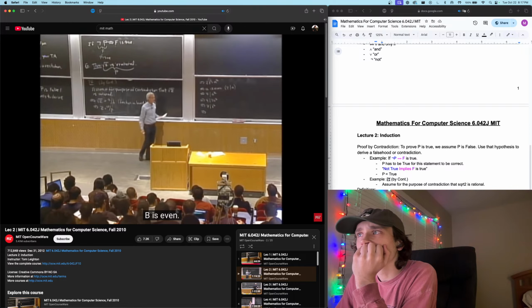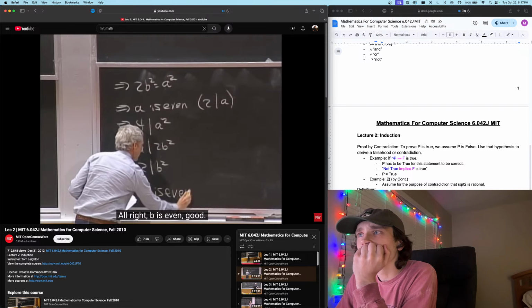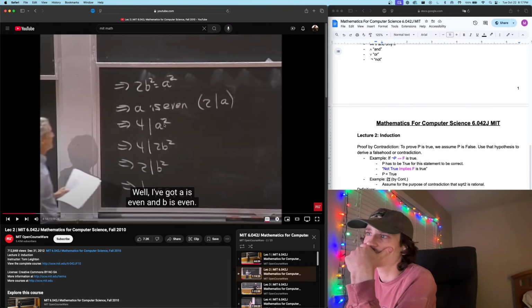B is even. All right, B is even. Good. So this says 4 divides A squared, right? So you square the 2, divide it over.